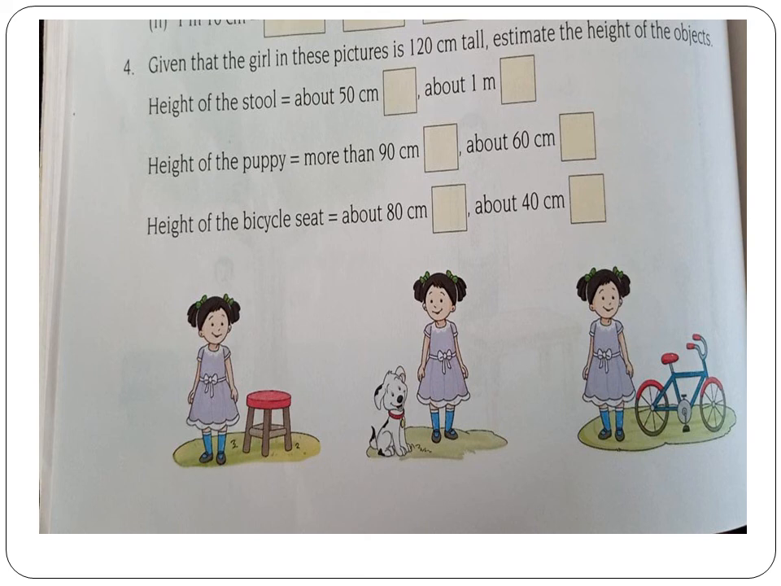Read the question. Given that the girl in these pictures is 120 centimeter tall, estimate the height of the objects. Height of the stool is about 50 centimeter. It can't be 1 meter because the height of the girl is 120 centimeter. That is around 1 meter and 20 centimeter. So here the stool is shorter than the girl. So it has to be about 50 centimeter.